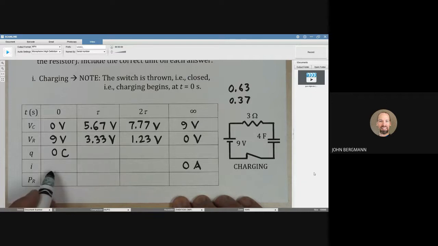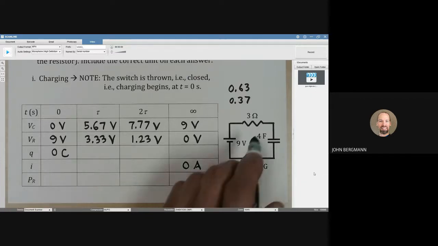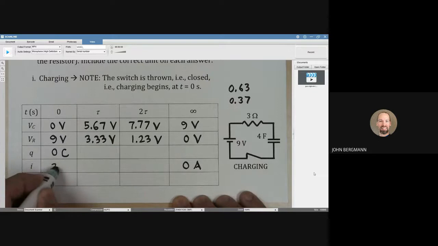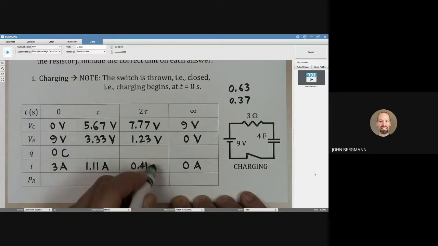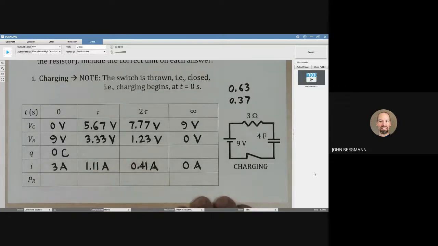All right. Current initially is just going to be that battery and that resistor taken into account, so I think 3 amps. And what's going to happen with this current? It's going to drop, isn't it? And so after one time constant, it will have dropped to 37% of what its original value was, which to 2 decimals, I got to be 1.11 amps. And then in the second time constant, it will have dropped 37% more, like that.